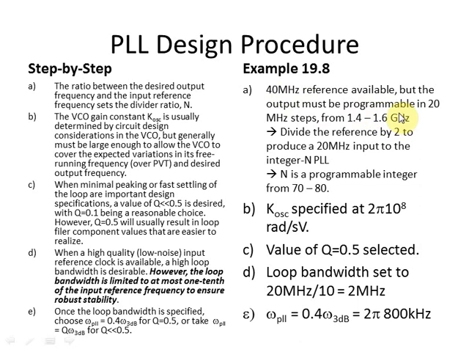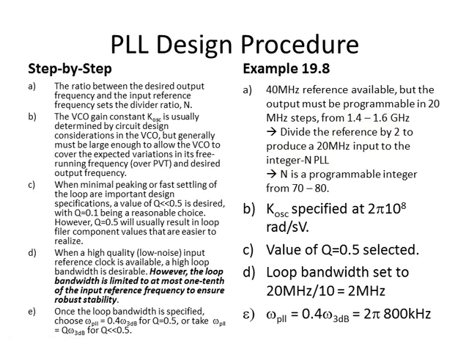Now, in this particular example, example 19.8 taken from the text, the problem statement says that the PLL's job is to produce a programmable output frequency, an output frequency that can be set to any value in 20 megahertz steps between 1.4 and 1.6 gigahertz. So that means that we would like a PLL that, depending on some setting we choose, we can make it produce a 1.4 gig clock, a 1.42 gig clock, 1.44, 1.46, or anything all the way up to 1.58, 1.6 gigahertz.